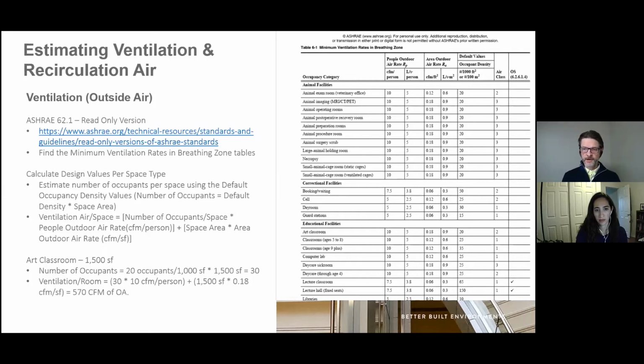But to give you a place to start, if you want to start with just figuring out the ventilation air, the outside air, there you can access ASHRAE 62.1. There are read-only versions that you can access through the ASHRAE website. The link is given here. And then you kind of scroll down till you find the maximum ventilation rates and breathing zone tables. And one of those tables, or part of that table, is shown here on the right.